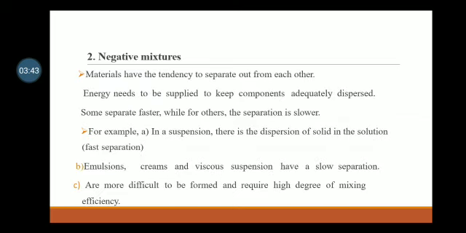The negative mixtures. Materials have the tendency to separate out from each other. Energy needs to be supplied to keep components adequately dispersed. Some separate faster, while for others the separation is slower. For example, in suspension, there is the dispersion of solid in the solution, with fast separation. Then emulsions, creams, and viscous suspensions have a slow separation. They are more difficult to form and require a high degree of mixing efficiency.